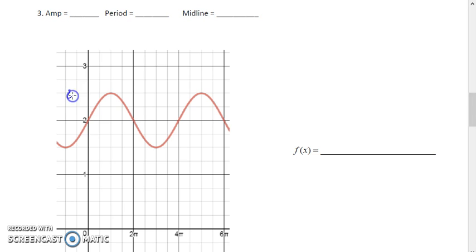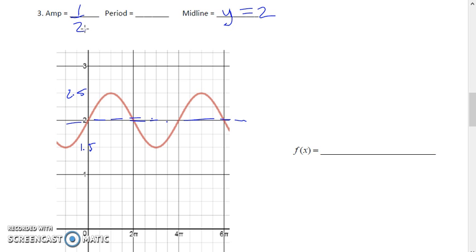It goes up to a height of 2.5, and the lowest is going to be at 1.5. So my midline is then here, at 2. So I'm going to write y is equal to 2. My amplitude then is how high above the midline or how far below, which is a half.